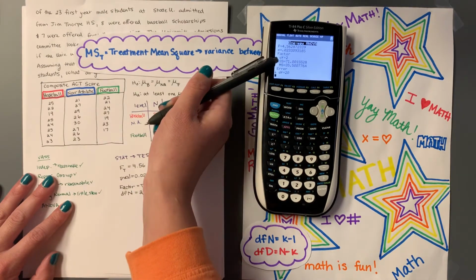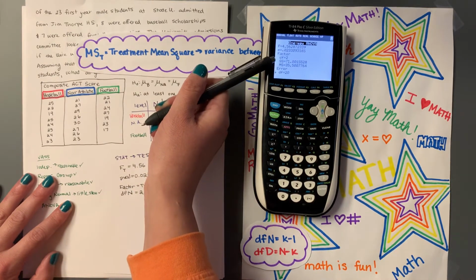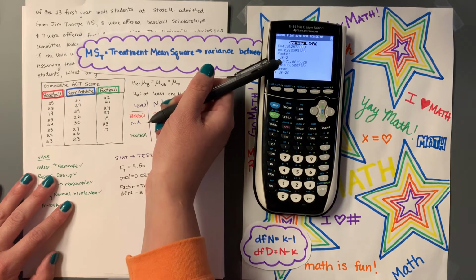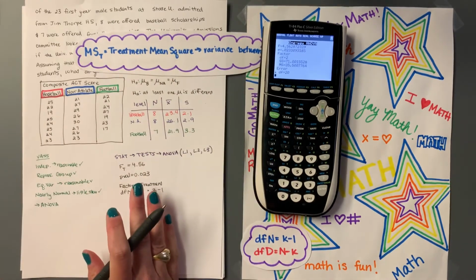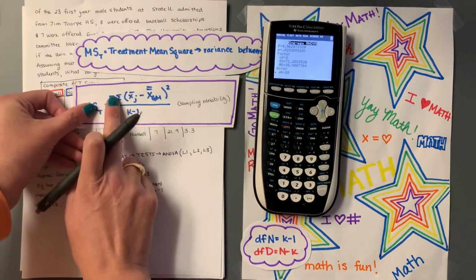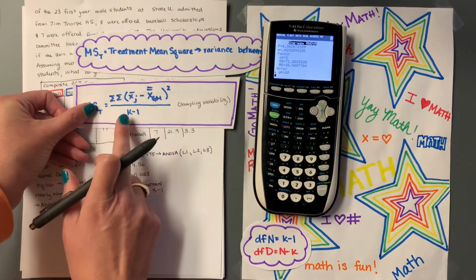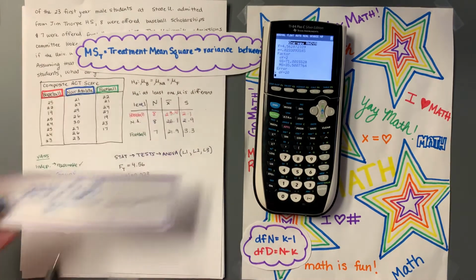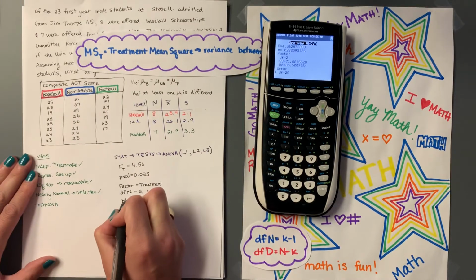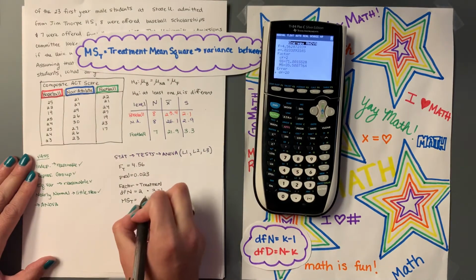The sum of squares is the numerator of this part, and the degrees of freedom is the denominator. So I'm only going to write down the mean square treatment, which is 35.5.